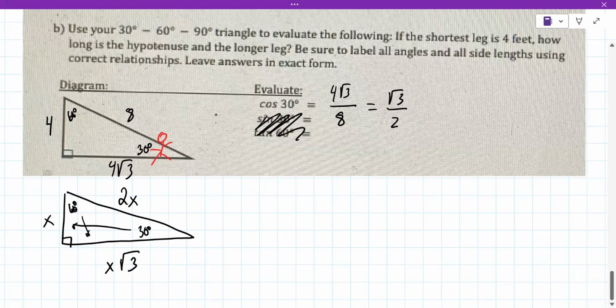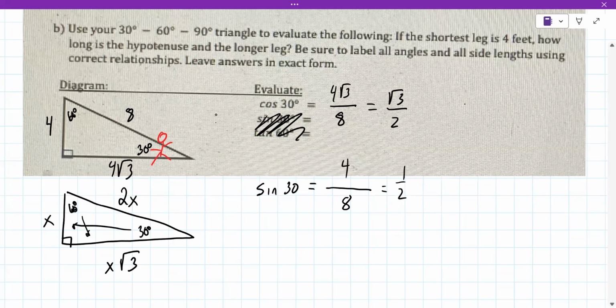Okay. And then would I just keep it like that? Yes. Now let's do the sine of 30. Sine is opposite over hypotenuse, correct? Yes. That would be 4/8, 1/2. Okay, I like it.